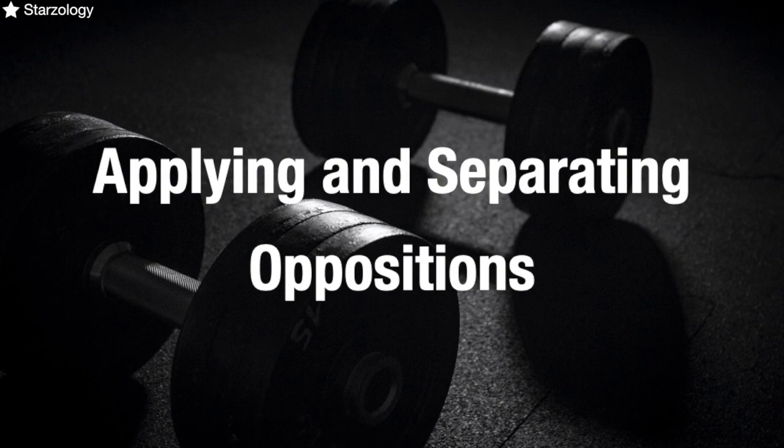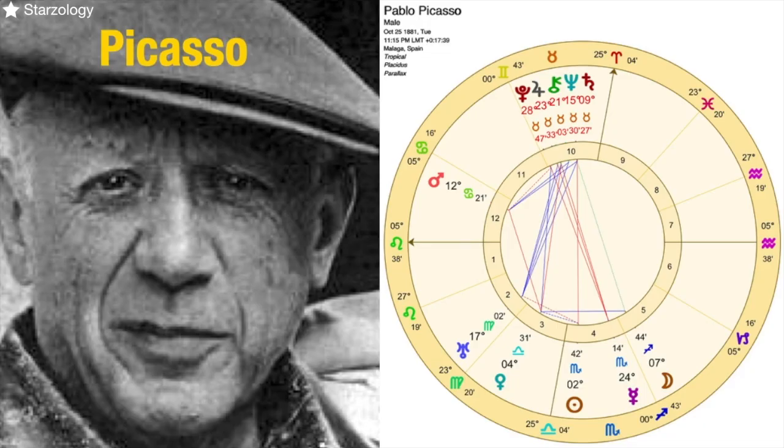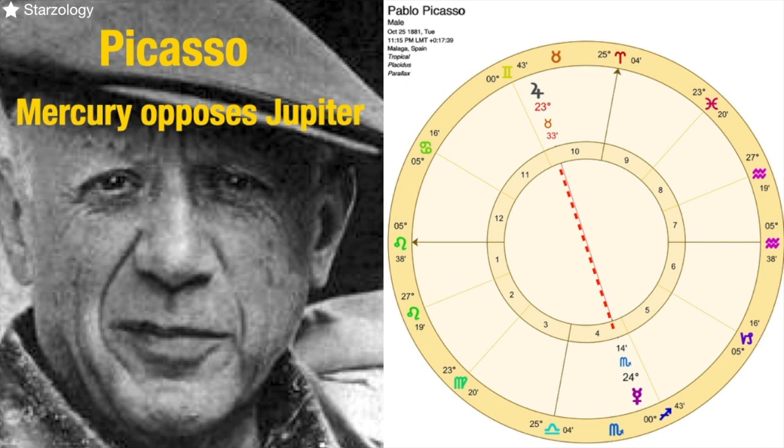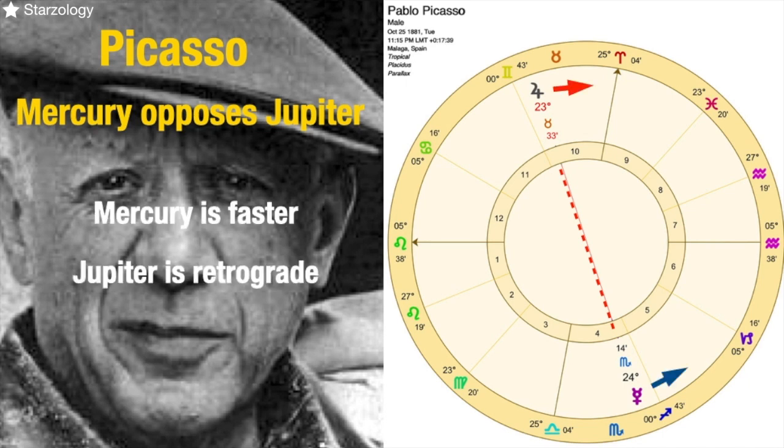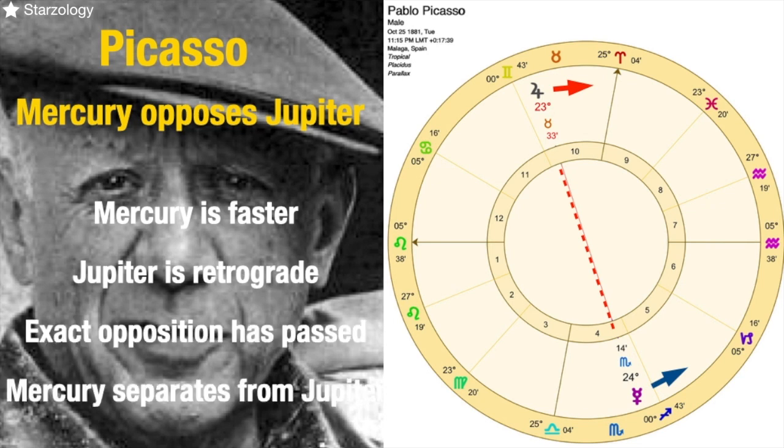Applying and separating oppositions. Looking at Picasso's chart, he has Mercury opposite Jupiter. Mercury is faster, but Jupiter is retrograde. Now, the arrows there are showing the direction the planets are moving in. Mercury is at 24 and Jupiter is at 23. So Mercury's movement will be 25, 26, 27, and Jupiter's movement will be 22, 21, 20. So the exact opposition has already passed, and therefore Mercury is separating from Jupiter.